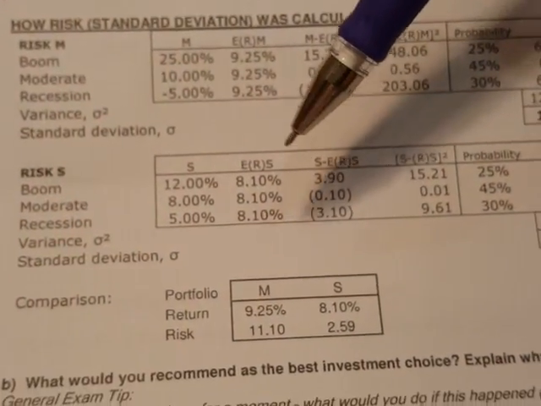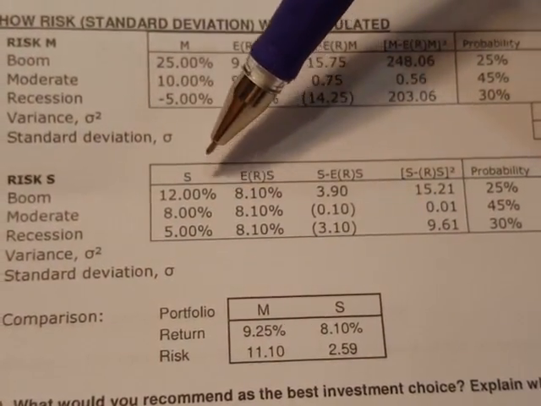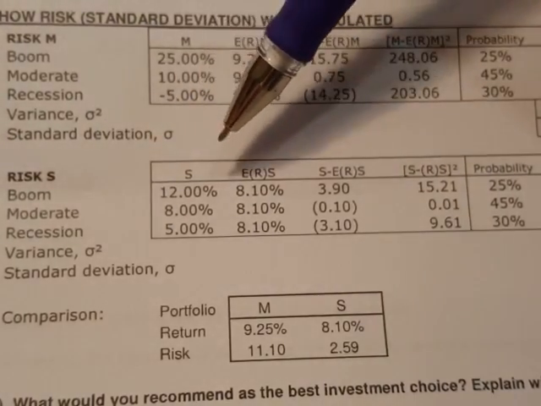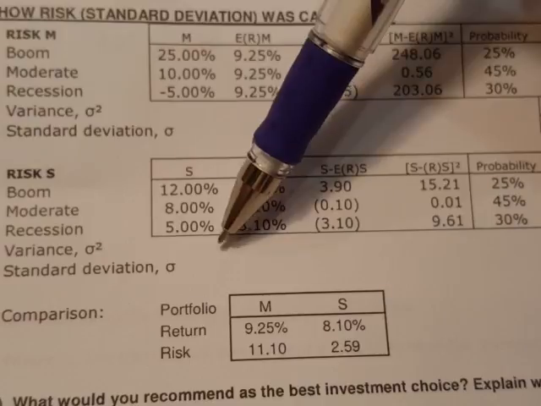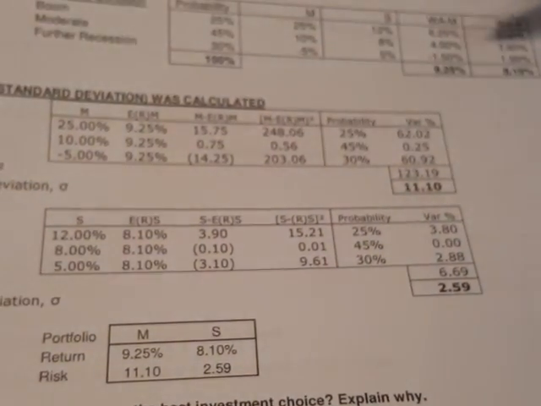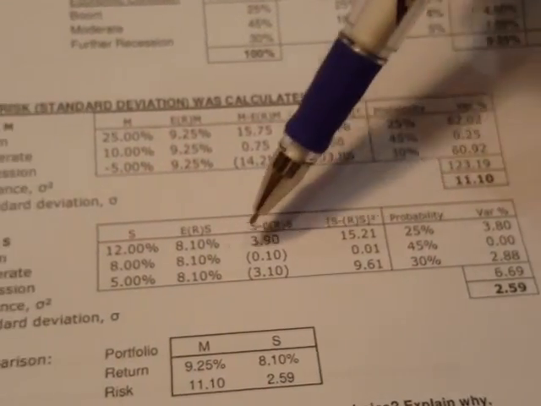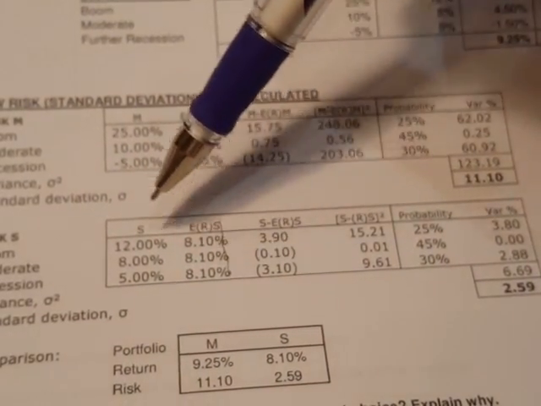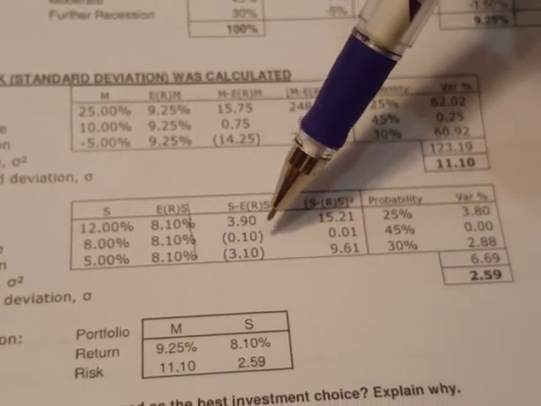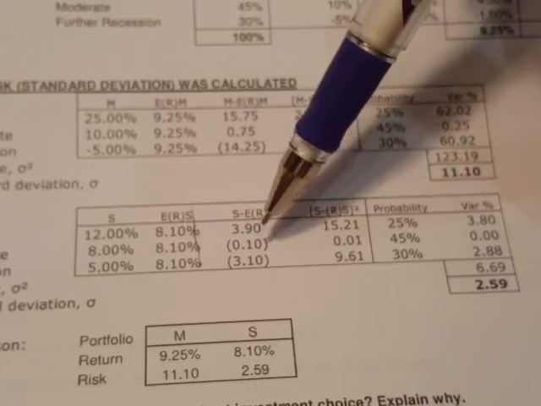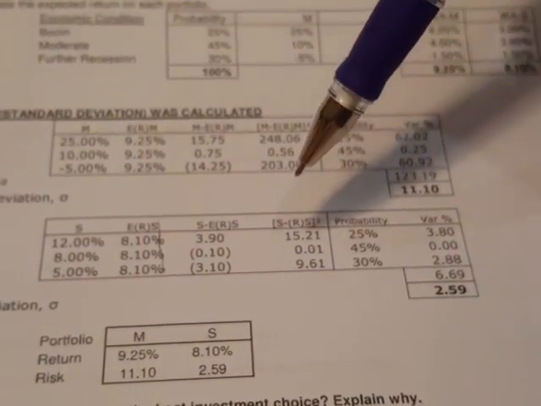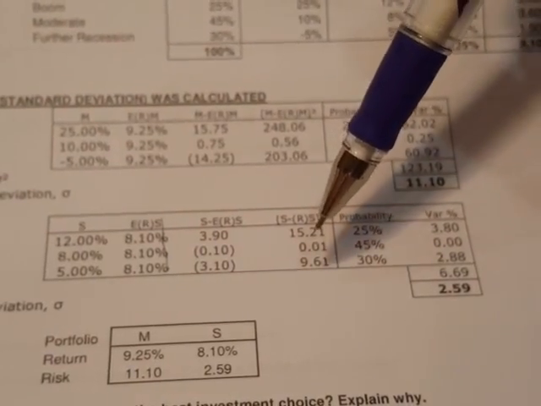Copy the table down. Moderate recession for economic condition, return for share S, and what we calculated just now, the average return, 8.1. Then R minus R bar, you get this as per the formula. R minus R bar, you get this. R minus R bar, you get this. To the power of 2, because the formula requires you to square it.